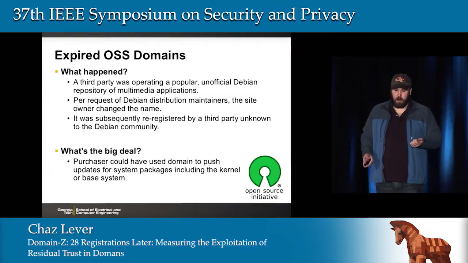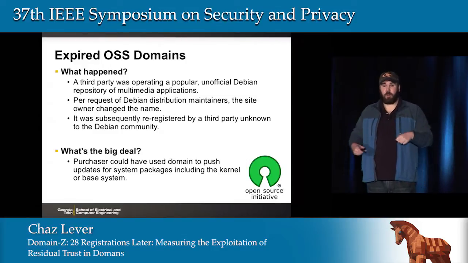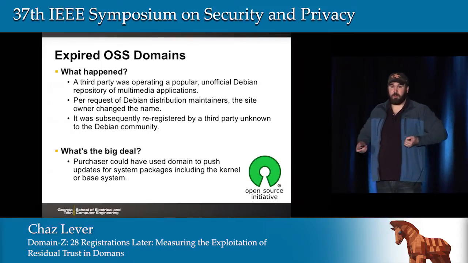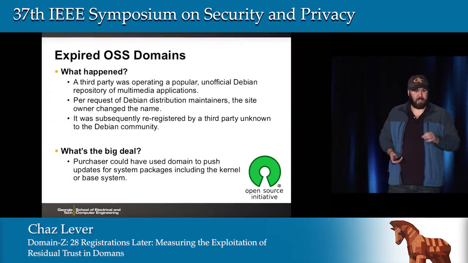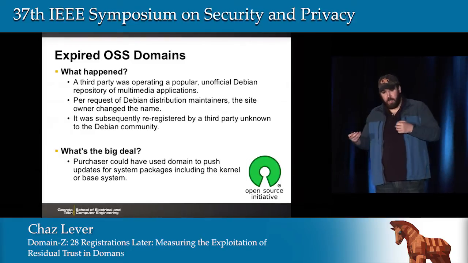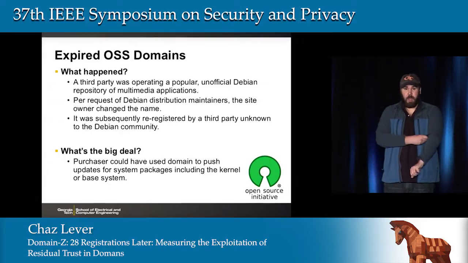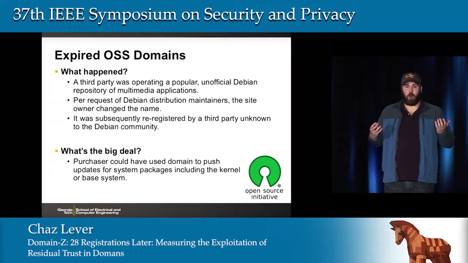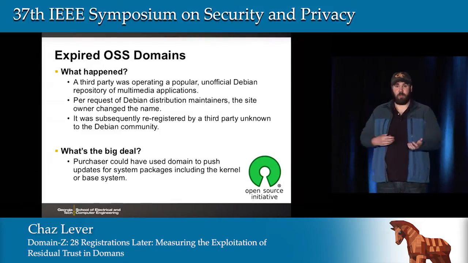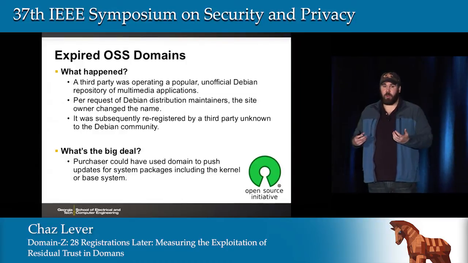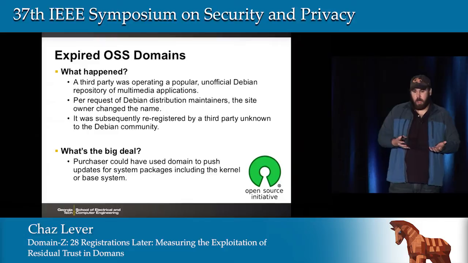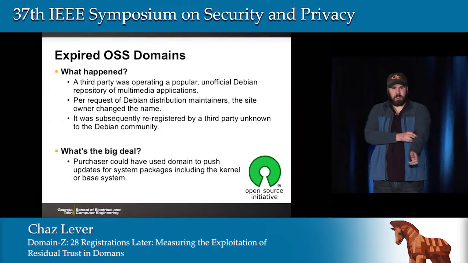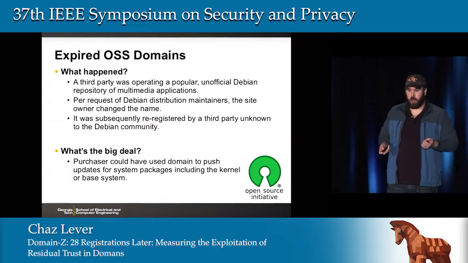So again, what's the problem here? Well, the purchaser could have used that domain and stood up their own repository to push down updates for system packages, including the kernel or even base system software. And while it's true that there are protections in place like key signing to protect against unauthorized repositories from pushing updates to the system, it's still possible for that new owner of the domain to go to the Internet Archive, stand up the old page exactly as it was, and update the keys. So any new users going from how-to tutorials or other references on the web to that website would just use this new malicious repository. So we looked at a couple examples of some of the different types of problems that this residual trust can cause when it's abused.